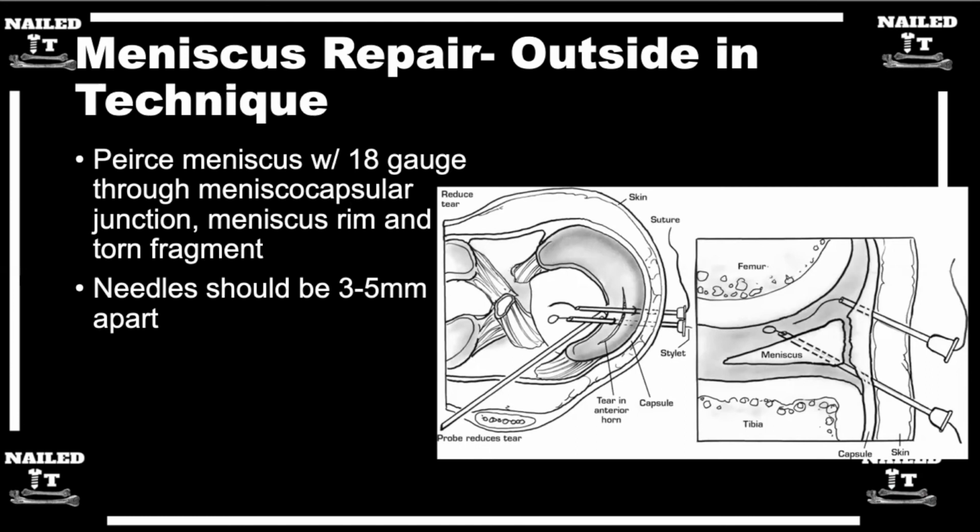Yeah, this is like it sounds. You're going from outside the knee to inside the knee. So these are not being put through your portals, but rather through the skin on the outside or an incision on the outside part of the knee, depending on where it is. But you're piercing through from outside of the capsule to inside the meniscus, as opposed to inside the meniscus to outside the capsule. That's where the outside in comes in.